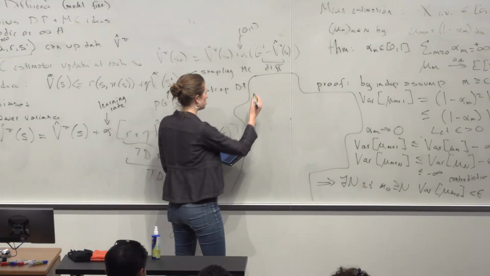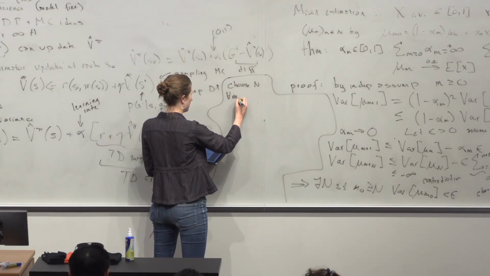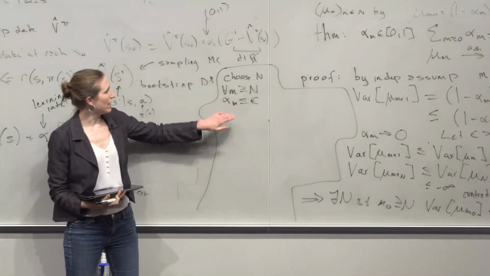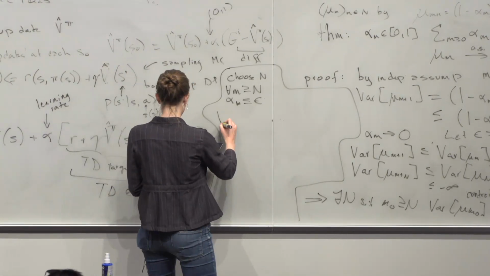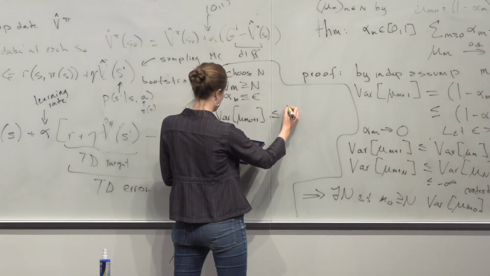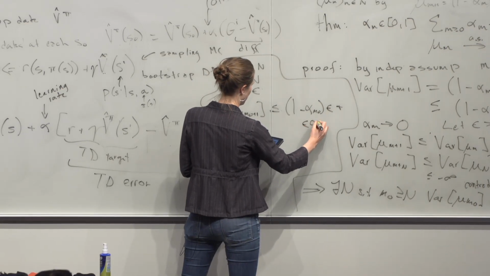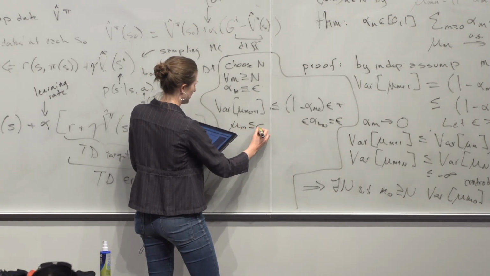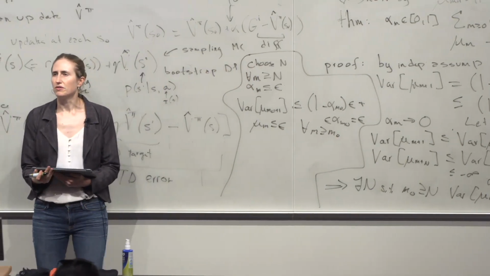Okay, so what we're going to do is we're going to choose n large enough such that for all m greater than or equal to n, alpha m is less than or equal to epsilon. Remember again, alpha m is getting smaller and smaller, so at some point it will be smaller than epsilon, so that's okay. And so at that point, the variance of u m plus 1 is less than or equal to 1 minus alpha m0 epsilon plus epsilon alpha m0, which is equal to epsilon, which means that mu m is less than or equal to epsilon for all m greater than or equal to m0, which means that we're going to converge.